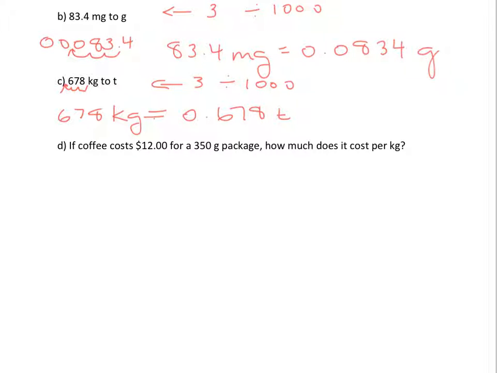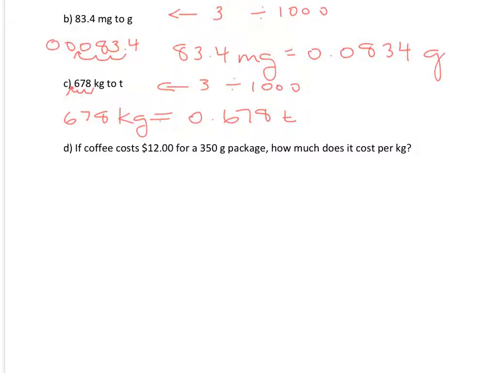Our final question here is actually a rate or proportion type of question. If coffee costs $12 for a 350 gram package, how much does it cost per kilogram? Since we want our final answer to be in kilograms, it makes sense to convert the grams to kilograms. So 350 grams equals how many kilograms? Grams to kilograms means we're moving left 3 spaces or dividing by 1,000. So we're going to get 0.350 kilograms.